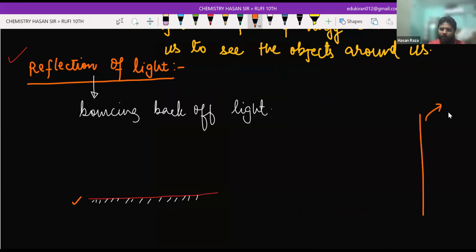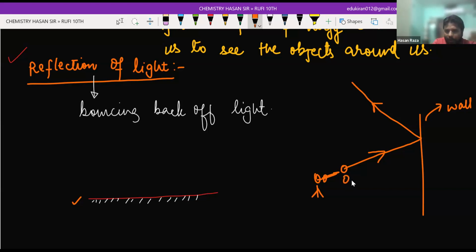This is a wall, and you are standing here, throwing a ball on the surface of the wall. What will happen? If you throw a ball at this angle, the ball will go like this. Can you feel it? And if you throw the ball at 90 degrees like this, can you tell me what will be the path to come back from that surface? It will come back on the same path, right?